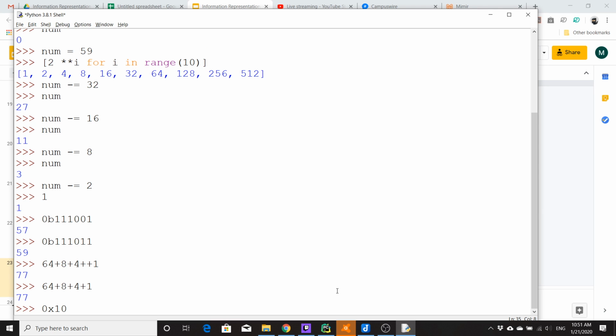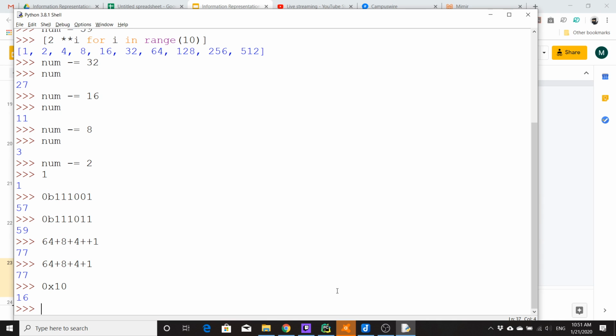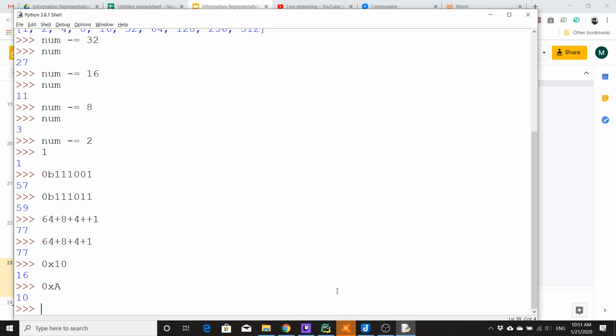So this is actually going to be 16 because it's 1 sixteen followed by 0 ones, right? If I wanted 10, it'd be A. I have 10 ones.